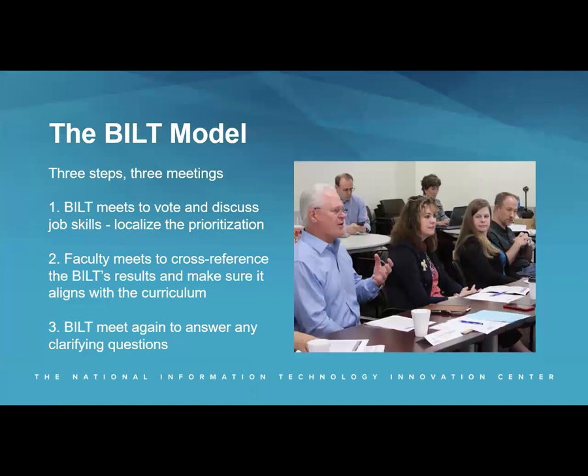This is a 3-step process. First, your local BILT will meet to vote and discuss the job skills list to customize it and localize it. To get the most benefit from NITIC's National Job Skills Spreadsheet, you will work with your local employers to customize it to the unique needs of your workforce. The second step is for your faculty to convene and cross-reference the BILT's prioritization to make sure that what you're teaching is what your employers want students to know. And then finally, the third step is to convene your BILT again to ask any clarifying questions that may be needed as a result of that curriculum cross-reference.